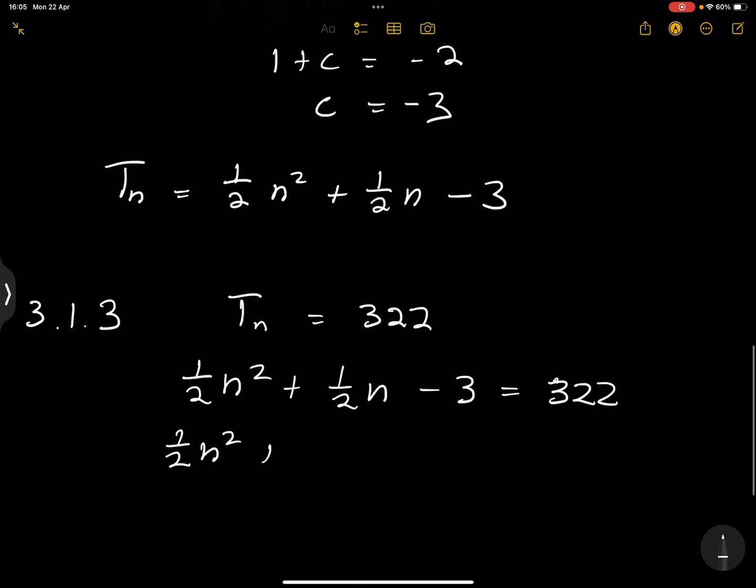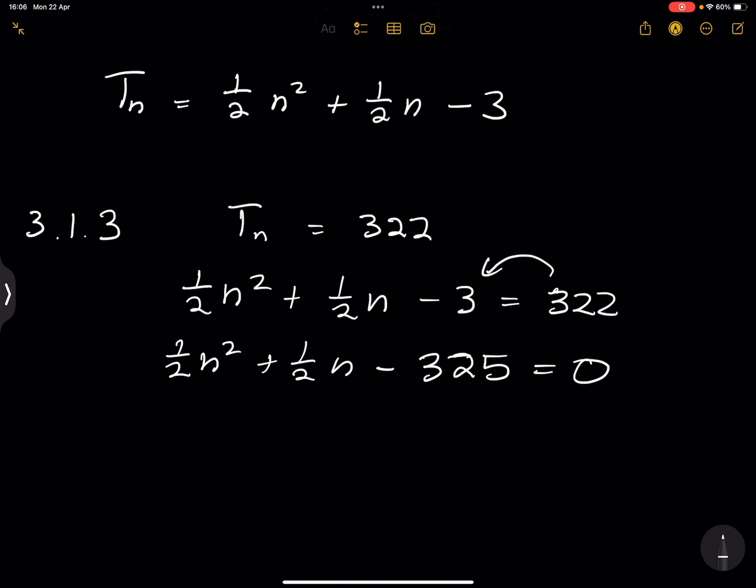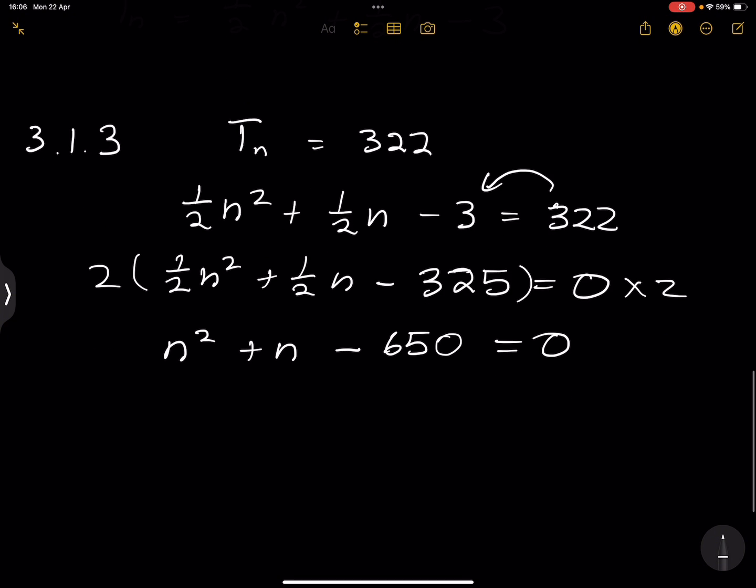So half n squared plus half n minus, now if I take this to this side, remember that becomes negative. So I end up with 3, so that's 325, isn't it? 325. And this is equal to 0. Now to try and solve this, let's multiply by 2. So multiply the entire thing by 2. What I do on the left, I do on the right. So I end up with n squared plus n minus 650, and this is equal to 0, right?